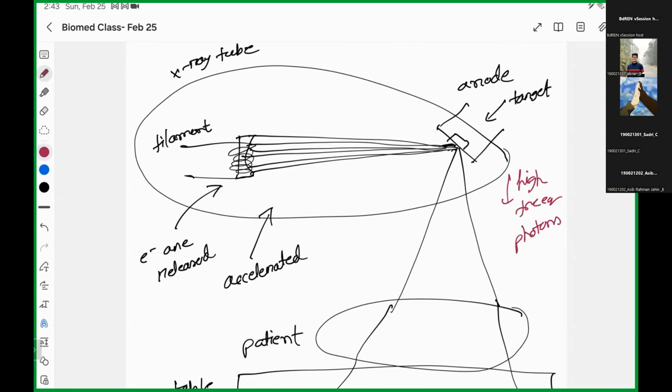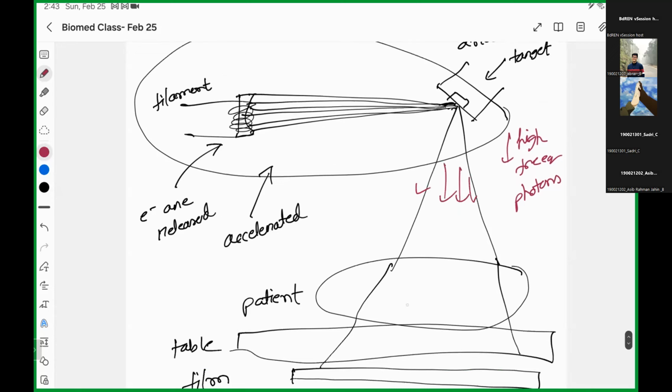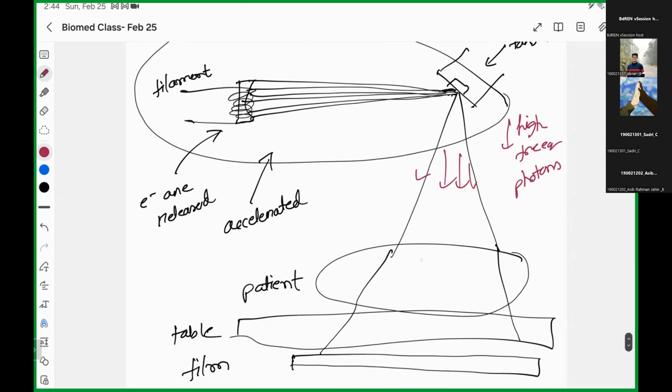These photons, actually, part of this photon, not all of them. Some of them are actually X-ray, the radiation in the frequency of X-ray. Those X-rays are going through the patient's body, a particular portion. It can be your hand, it can be your leg, or your whole body, whatever you choose. And it will flow through.